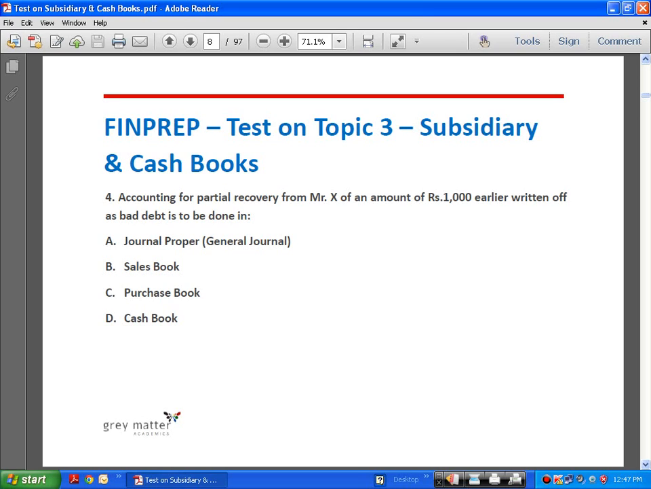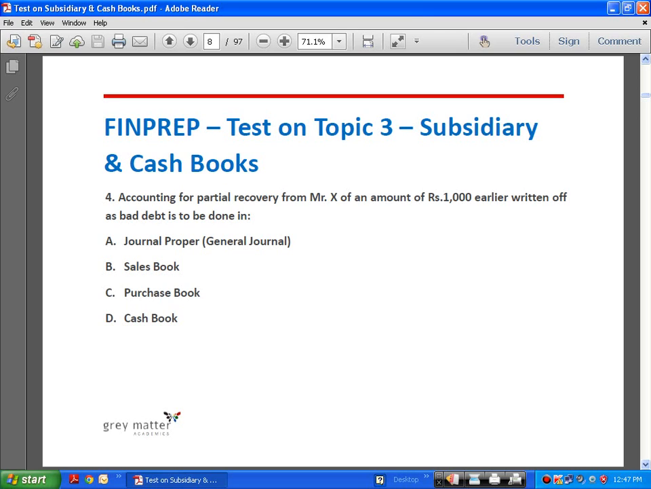Next, fourth question. Accounting for partial recovery from Mr. X of an amount of ₹1000 earlier written off as bad debt is to be done in which book? When the debt was written off as bad, the entry would have been bad debts account debit to Mr. X. This entry would have been made in the journal proper.